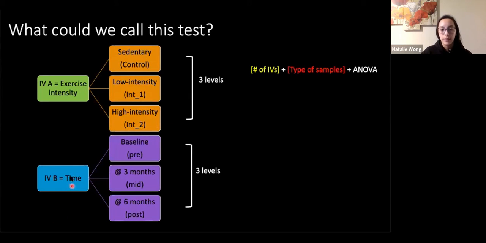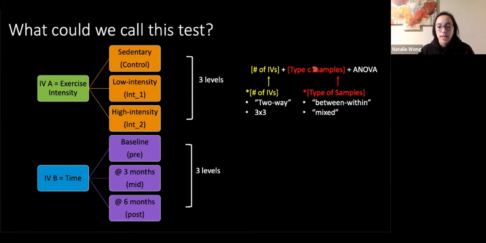And then the time at which we took our measurements was pre-intervention, which is our baseline measurement, mid-intervention at 3 months, and then our post-intervention measurement at 6 months. So again, another within subject variable, we've got 3 levels. So when we name this, and I'll actually have you guys practice naming your ANOVAs this week. We could say it's a 2-way, or if we're using a level by level naming convention, we would say it's a 3x3.